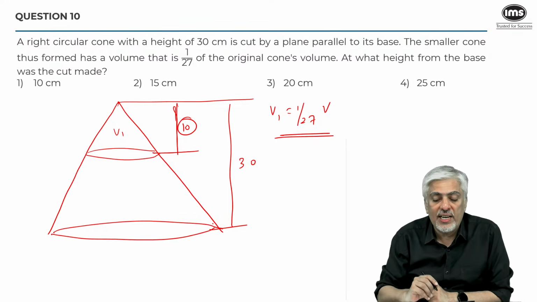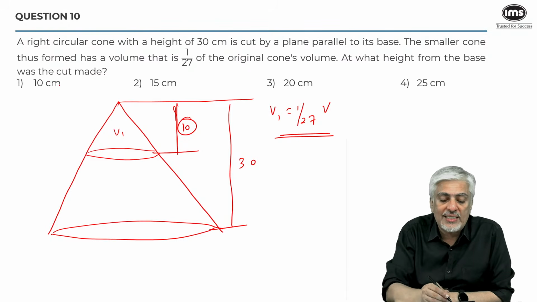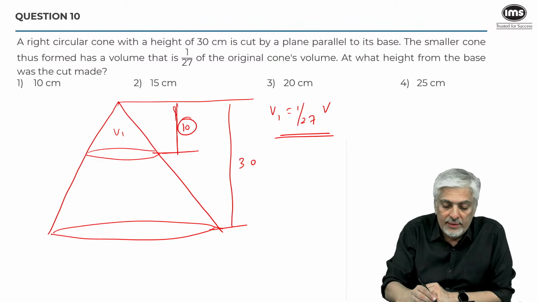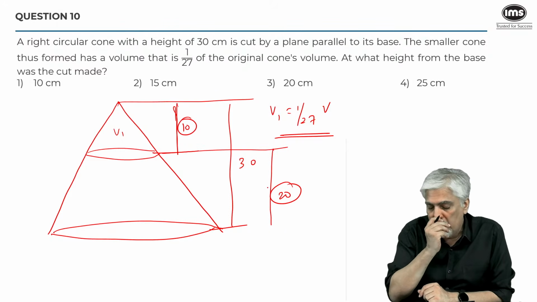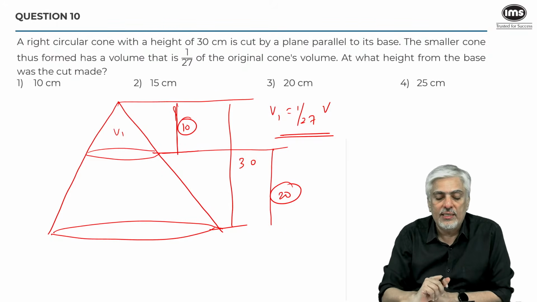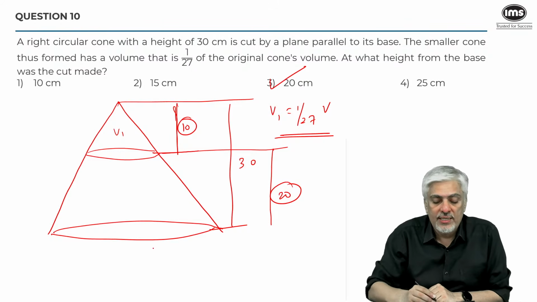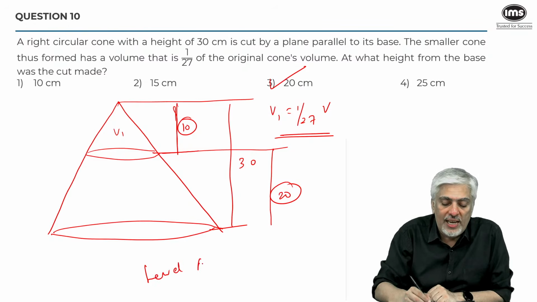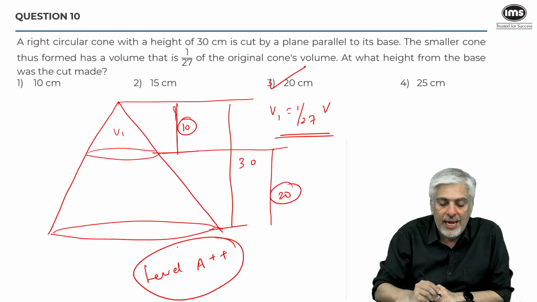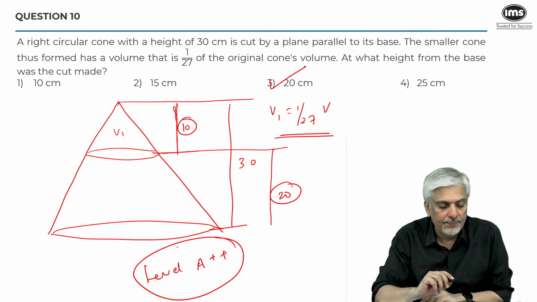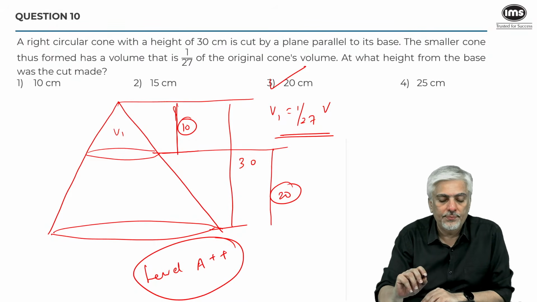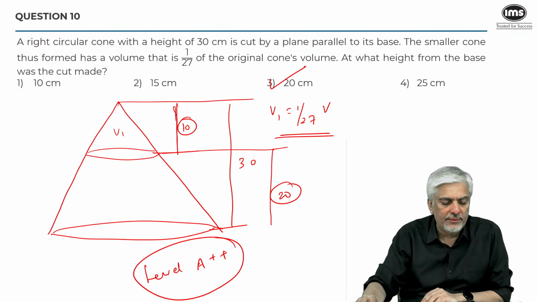Read very carefully what they have asked. At what height from the base was the cut made? The cut was made at a height of 20 from the base. Straightforward question, cannot make mistakes in such questions. Not a level A, but a level A++. Have to get this question right. Okay? Going ahead, nothing much to explain here.